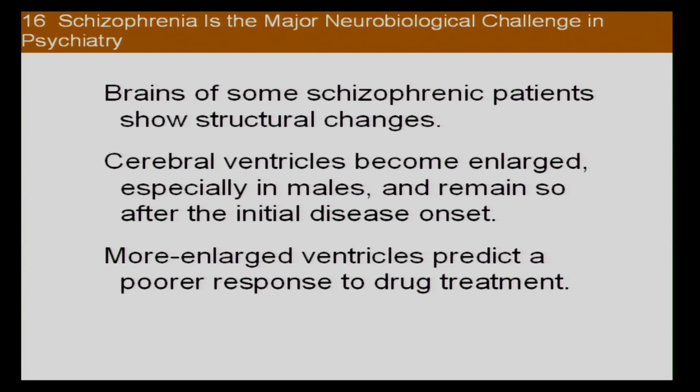Okay, what are the anatomical correlates of schizophrenia? What is different about the schizophrenic brain? Brains of some schizophrenics show structural changes. In particular, the most obvious change when you look at MRI images, or get the actual brains of schizophrenic patients to study, is the size of the cerebral ventricles. The ventricles are enlarged in schizophrenic patients, especially in males, and they remain so after the initial disease onset. On structural MRI scans, the more enlarged the ventricles are in the subject, the poorer the response to drug treatment.